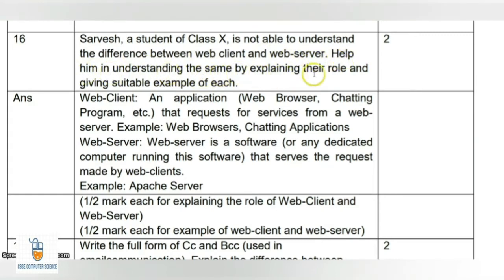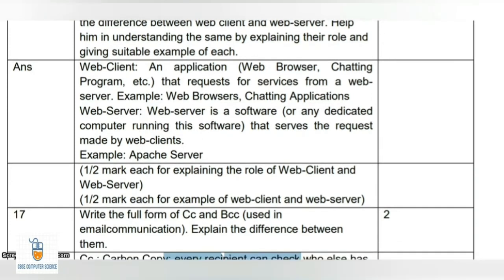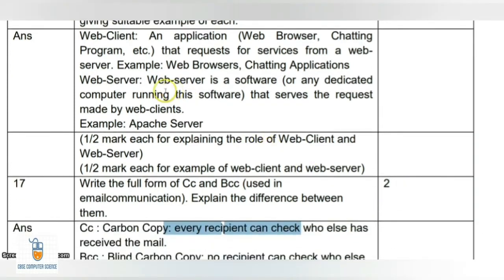So the web client software are the applications that let you browse the internet or access the server sitting on your computer. An application that requests for service from a web server is called a web client, example web browser, chatting applications, etc. Now web server is a software or dedicated computer running this software that serves the requests made by web clients. Example Apache server, Tomcat server, etc.